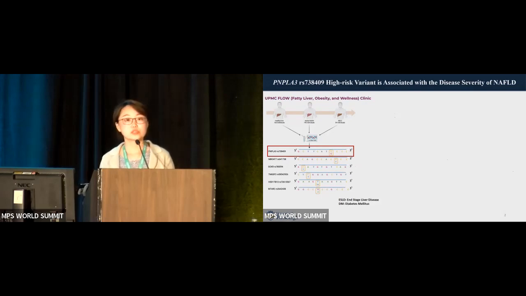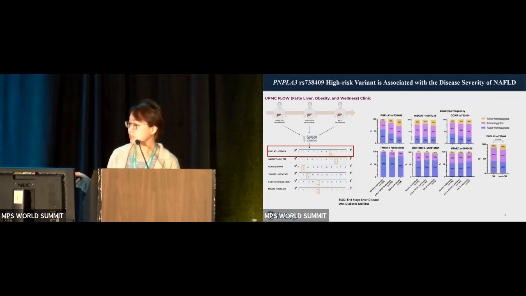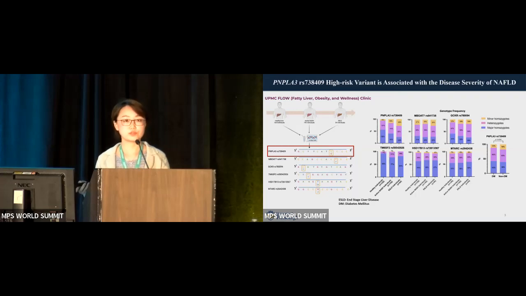So far, we have recruited more than 200 patients through the UPMC clinic, and we have genotyped and identified different genetic variants from our patient cohorts. You can see all the variants listed here have been identified in GWAS studies showing association with NAFLD, and they have a range of different effects. The PNPLA3 high-risk variant is the most common one with a major effect.